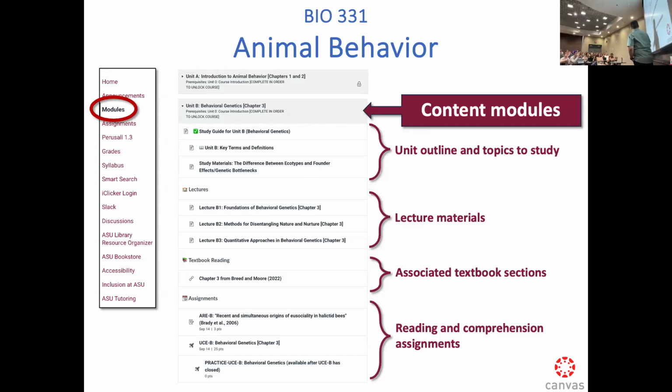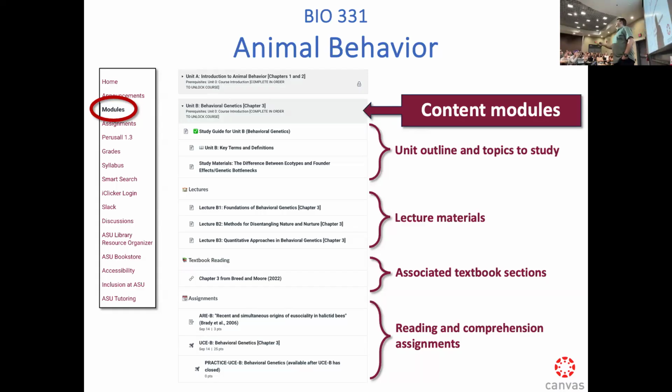And then the assignments. I'll talk about the different groups of them, but there are our Canvas-based assignments like this UCEB. That's Unit Comprehension Exercise, B for Unit B. The way these work is they close at a particular time. And then once they close, this practice exercise becomes available, which is a copy of that one, but it's ungraded. As we'll talk about in just a second, I do that because I put a very generous drop policy on these Canvas exercises.